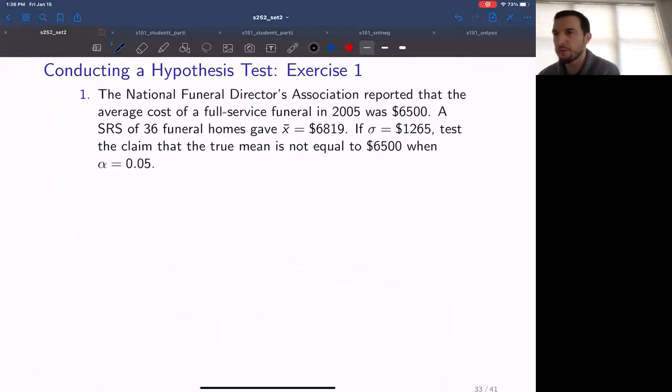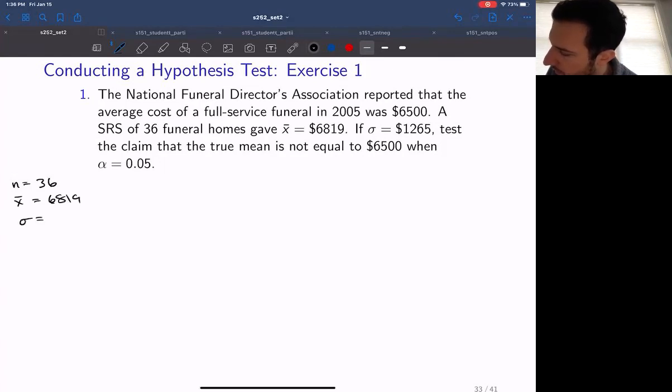Okay, so another example. The National Funeral Directors Association reported that the average cost of a full service funeral in 2005 was $6,500. A simple random sample of 36 funeral homes gave X bar equals $6,819. If sigma is 1,265, test the claim that the true mean is not equal to 6,500 when alpha equals 0.05. Okay, so we have n is equal to 36. We have x bar is equal to 6,819. We have sigma is equal to 1,265. And we have mu is equal to 6,500.